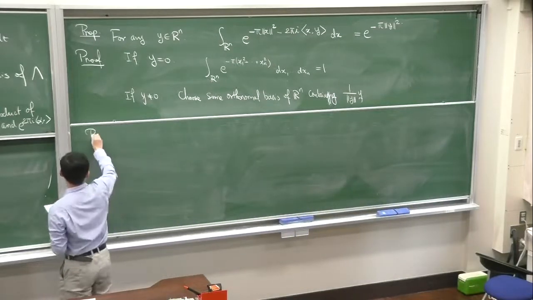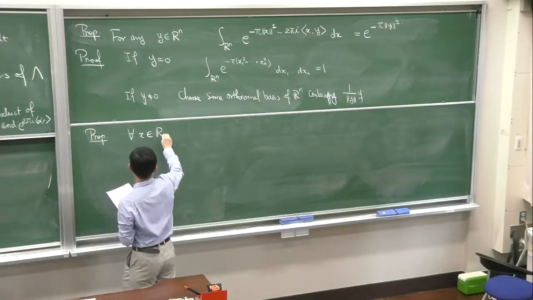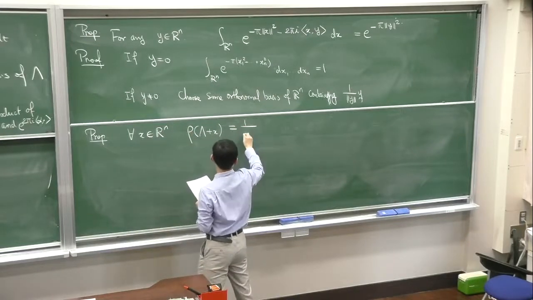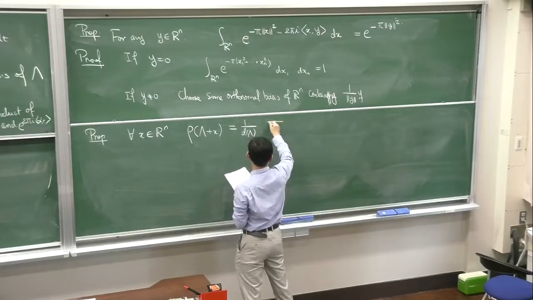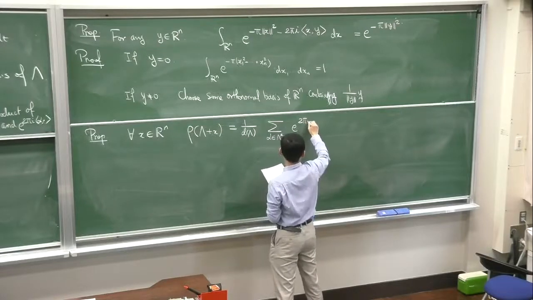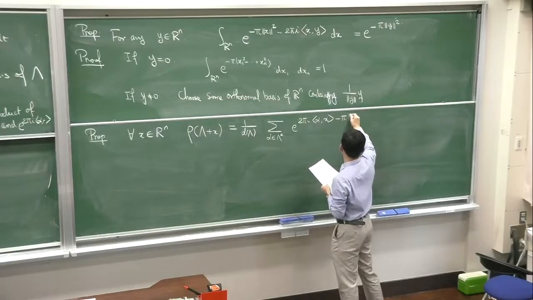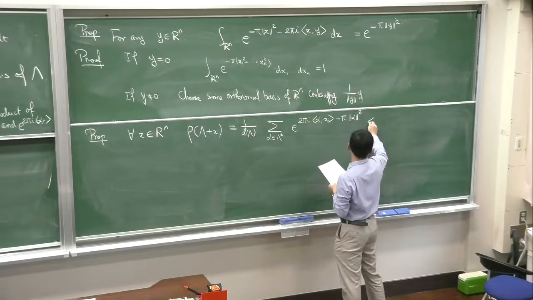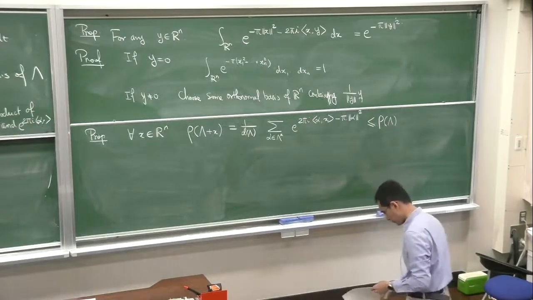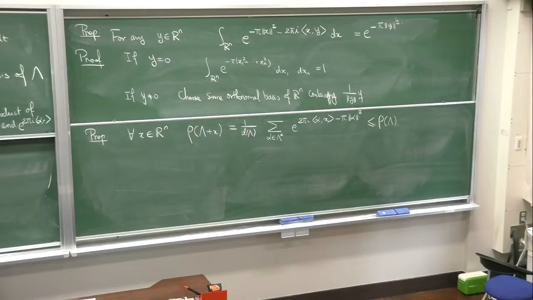The first consequence is that for any x in R to the power n, you will have rho of lambda plus x is 1 over d lambda, sum of alpha in lambda star, e^{2 pi i inner product of alpha and x} minus pi norm of alpha squared. And this one is bounded from above by rho of lambda. So how do we deduce this from such a formula?